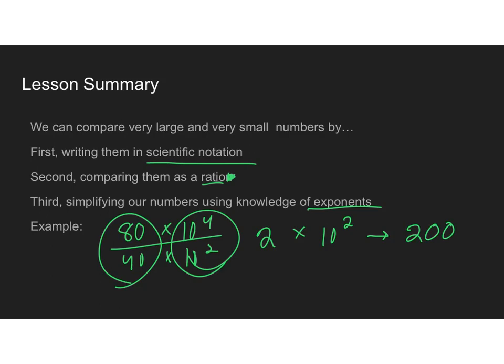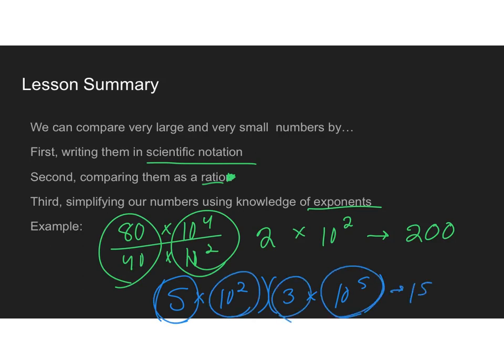200. We can also do multiplication with our exponents. So maybe I have 5 times 10 to the second times 3 times 10 to the fifth. Well, I multiply my 5 and my 3. I would get 15. I would add my exponents because we have the same base. 2 plus 5, 7. Okay. And so this is how we use our exponents, or our scientific notation, and our exponent rules in real life situations. Let's go ahead and go over the exit ticket.